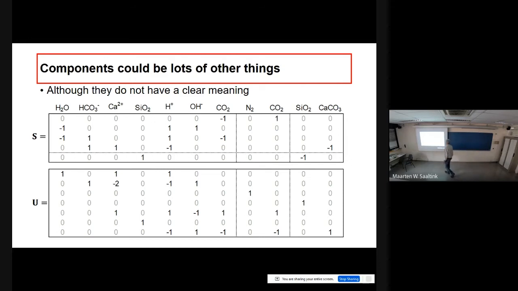And if we do U times the transpose of S, we have zeros. Okay, so this works as components. We could use this as components. Although I have the faintest idea what it means. But what does this component mean? Is it water plus calcium plus H plus? It doesn't make a lot of sense, but you can use it. Okay, you can work with it.